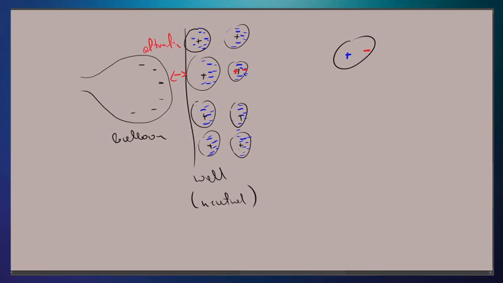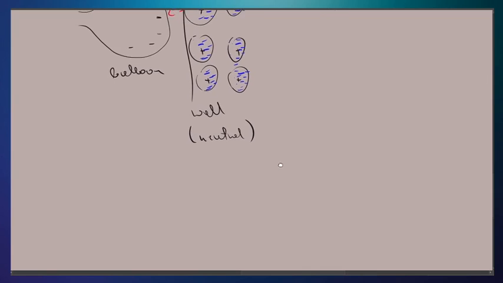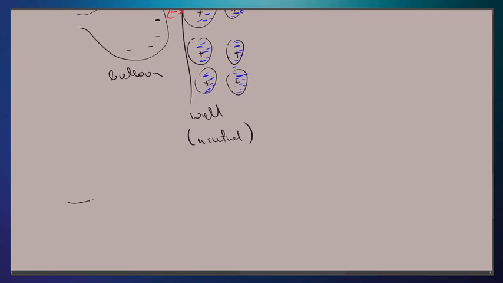Now, if the balloon instead was positively charged, the picture wouldn't really change. I could have redrawn this. I'm going to do it only partially. So let's say you removed electrons from the balloon, and now you ended up with a positive charge on the balloon, and then you have a wall.